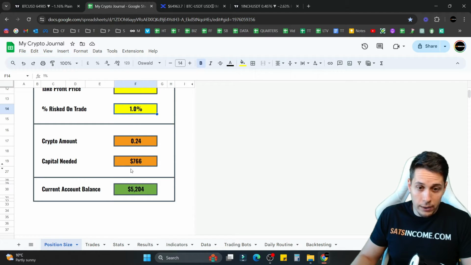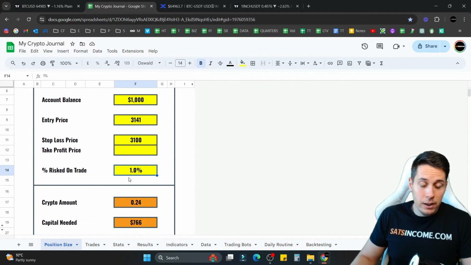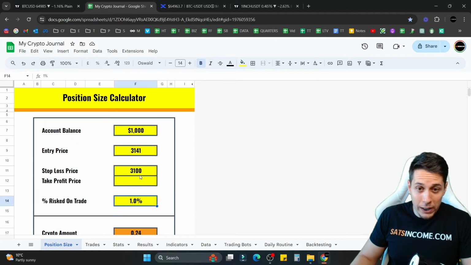basically your percentage risk on trade. How much of your account are you willing to risk on this trade, right? Is it 1%? Is it 0.5%? Is it 3%, right? You have to adjust right here.